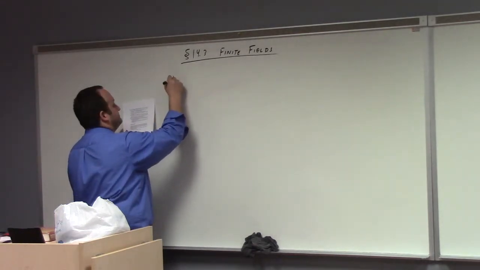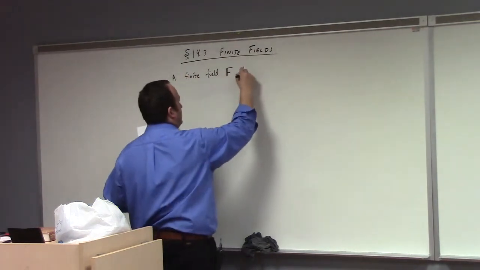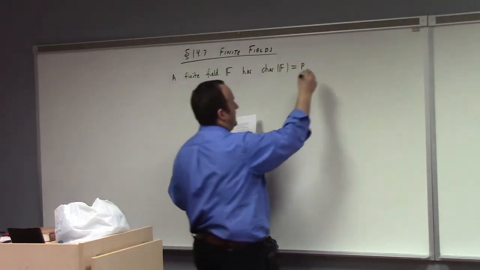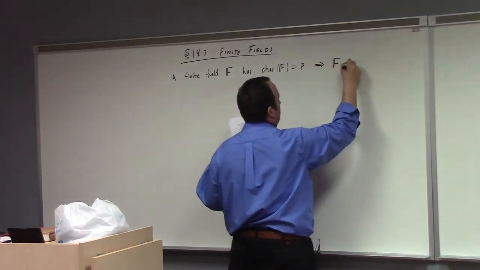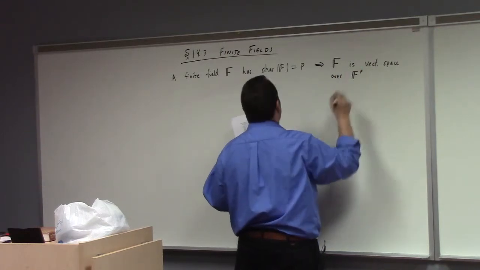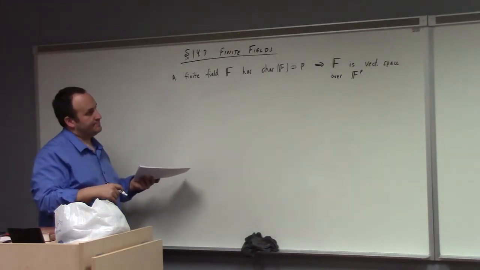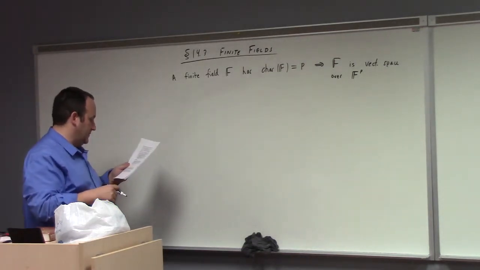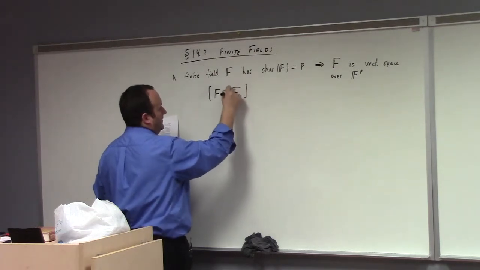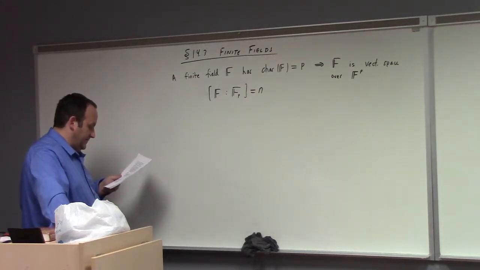He says a finite field F has characteristic p for some prime p. And so that says that F is a vector space over F_p, by the way. So it's a finite field. In other words, we could say that the degree of F over F_p is equal to n. He says then the field has precisely p^n elements.